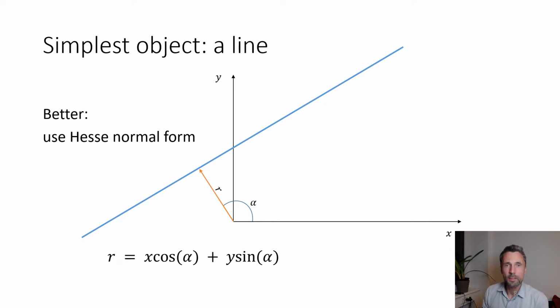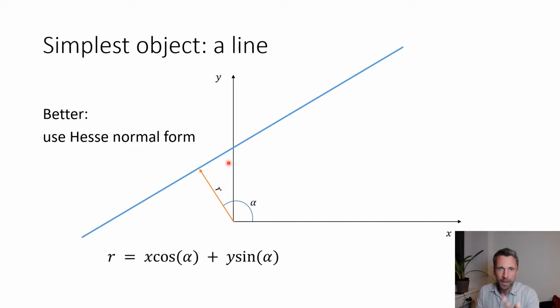For now, let's look at another way to describe a line with the Hesse normal form. It reads r equals x cosine alpha plus y sine alpha. And you can think of this line equation again as having two parameters, but these are r and alpha, r being the distance from the line to the origin of the coordinate system, and alpha as the angle of this orthogonal vector here, of this orange vector.